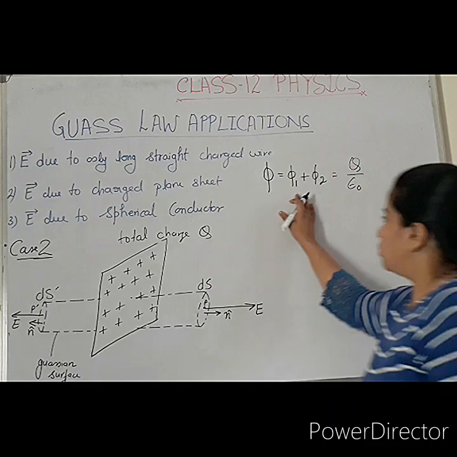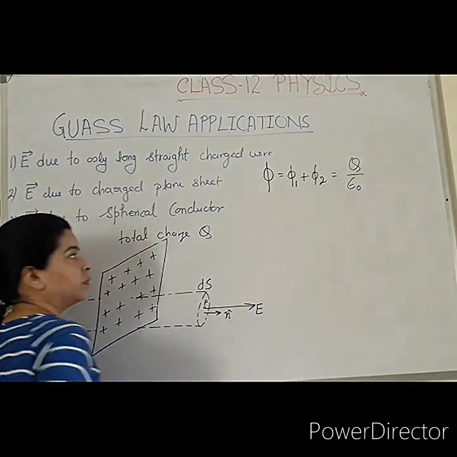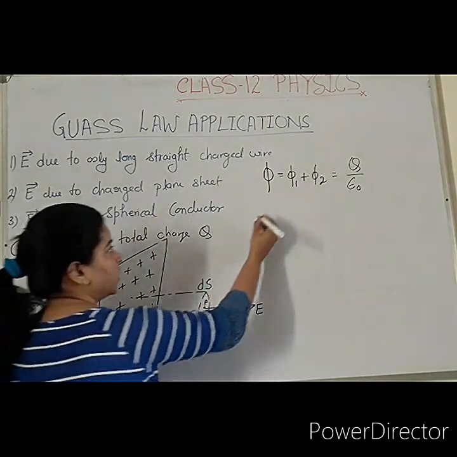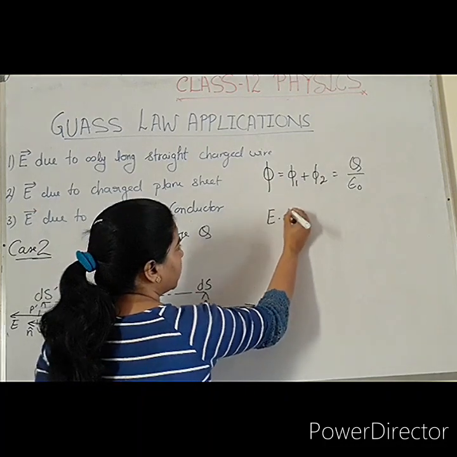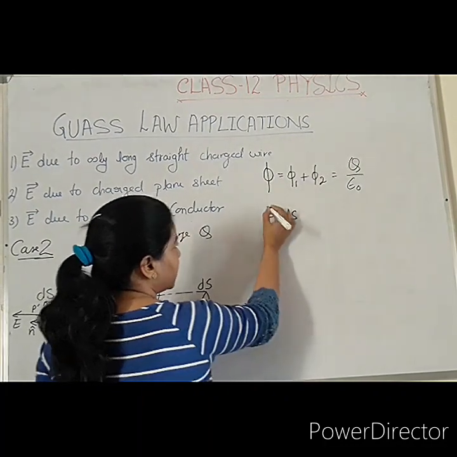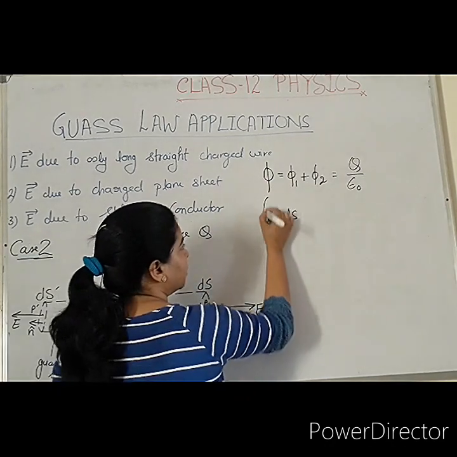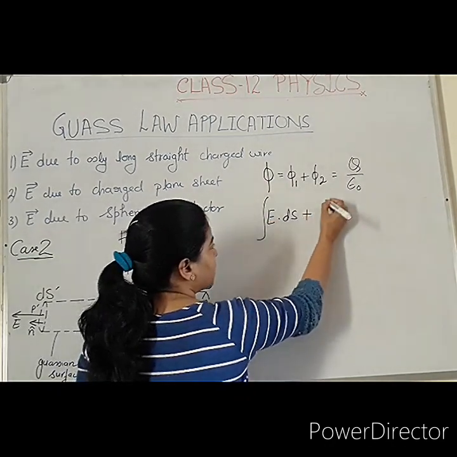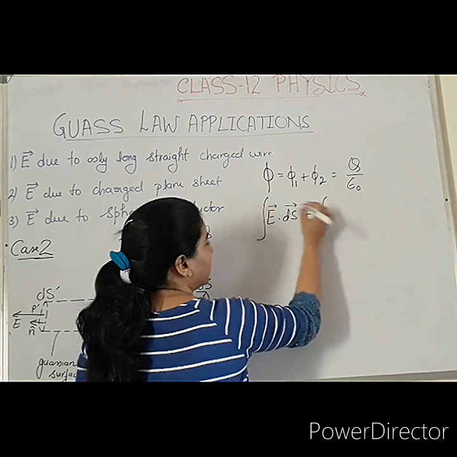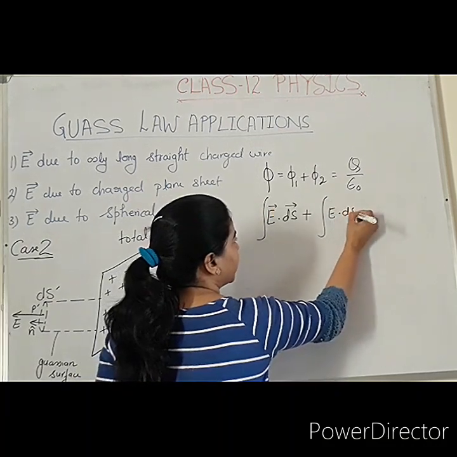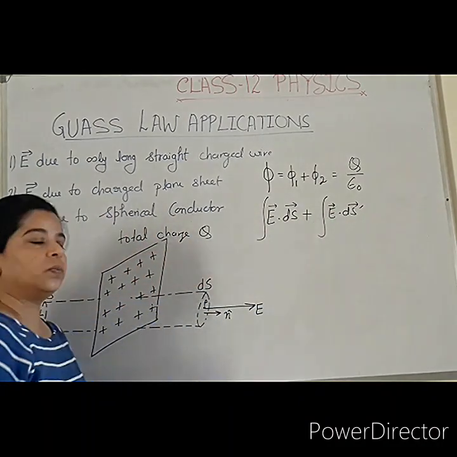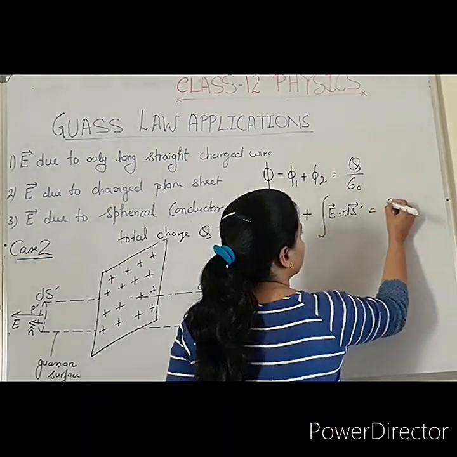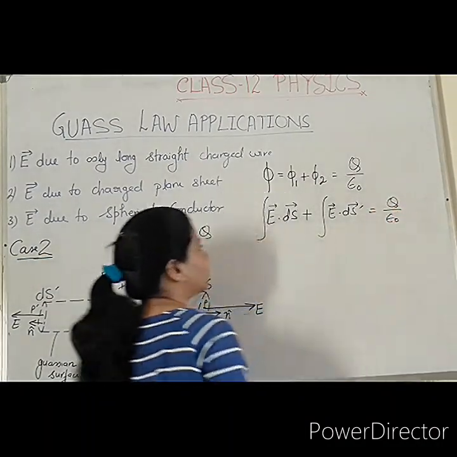Now what is the value of phi 1? Phi is equal to integral of E dot ds. So integral E dot ds is the phi 1 value, plus integral E dot ds dash, that is the value of phi 2. This is Q by epsilon naught.